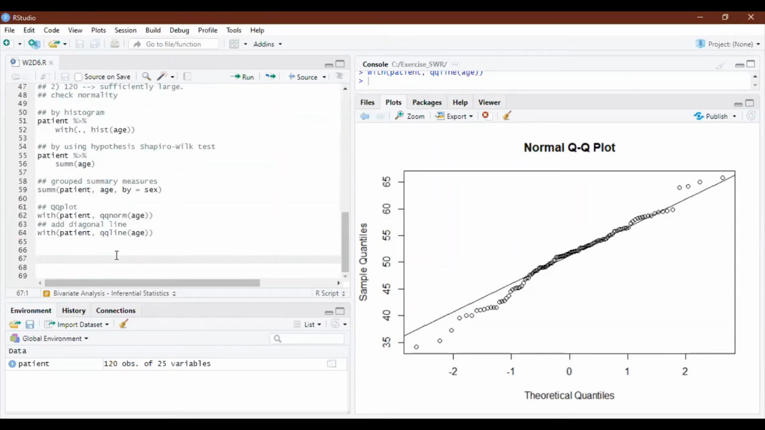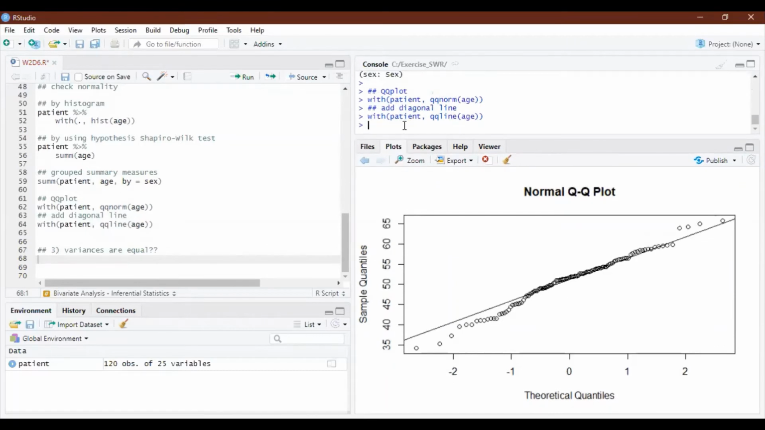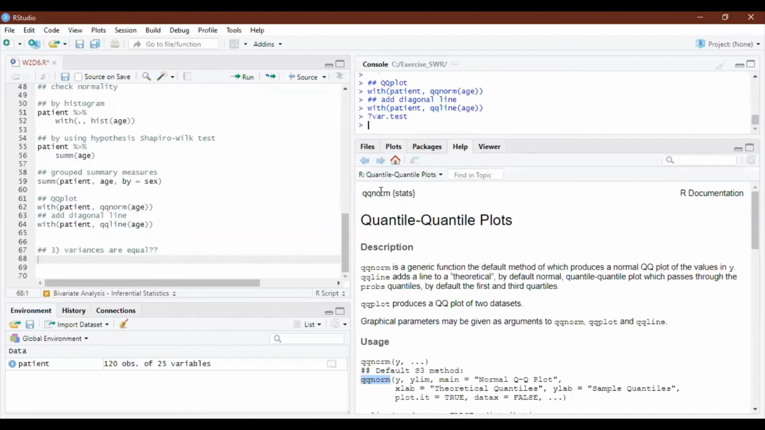The third assumption is the homogeneity of variance. That is basically that variances are equal in two groups. So how to test this? There is a test called var.test in R. So we will look at it.